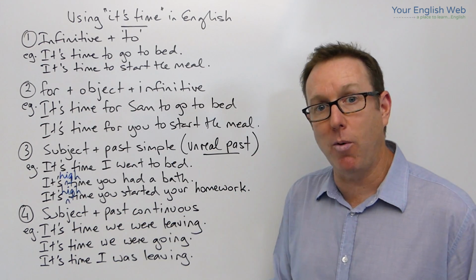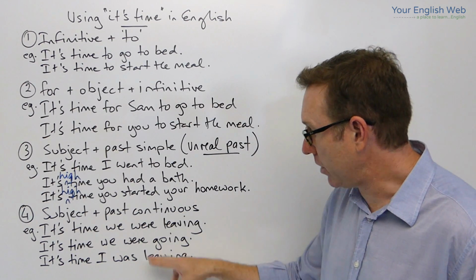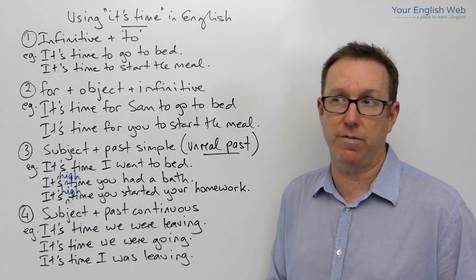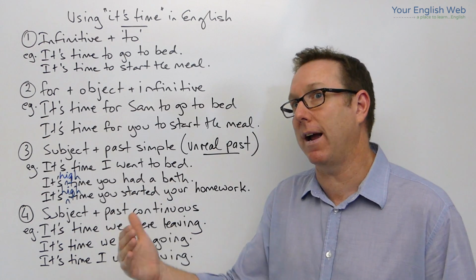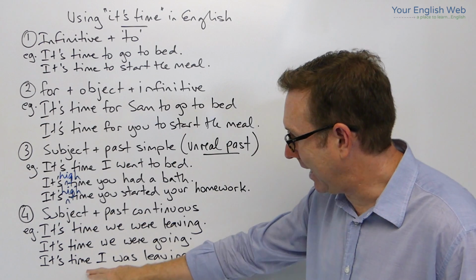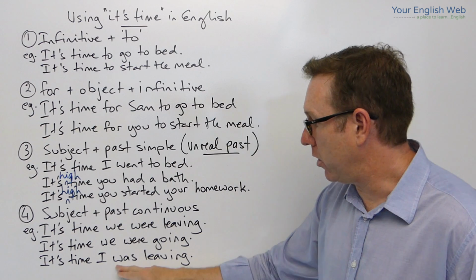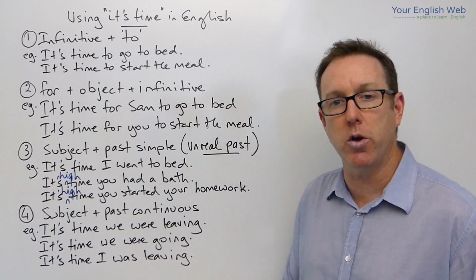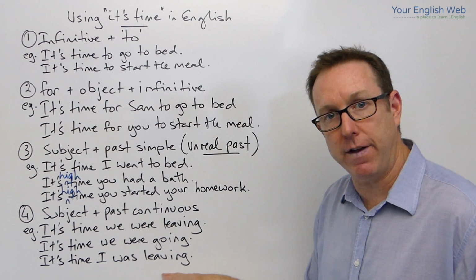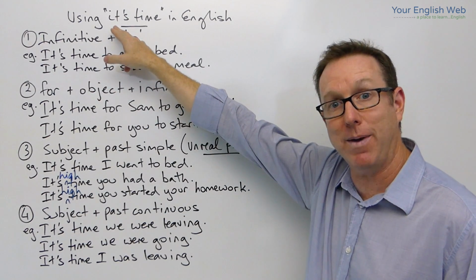But one point that I will make before we finish is that it's time I was leaving. So we're not using a subjunctive were like we were in other examples. For example, we would say, if I were younger, you could say that that was a subjunctive. If I were older. But here, when we use it's time with I, she or he, we use the normal past tense. We don't use the were or the subjunctive. So it's time I was leaving. So four different ways we can use it's time in English.